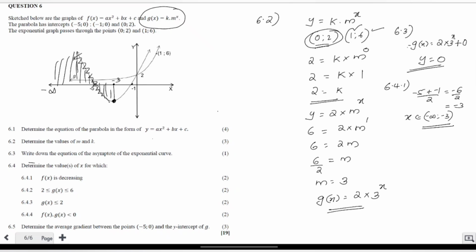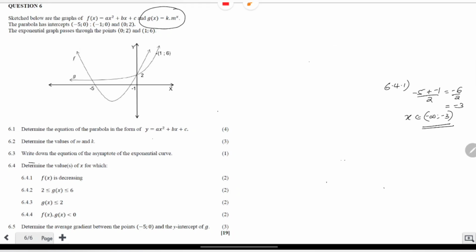6.4.2. That is also, we can do it by inspection. All right, question number 6.4.2. What is that? You have to find all the values of x where the graph is in between 2 less than or equal to g of x less than or equal to 6. So how do you interpret this question? The graph only in between the values 2 and 6. Remember, graph is the y value. Or let me write this one: 2 less than or equal to y less than or equal to 6.